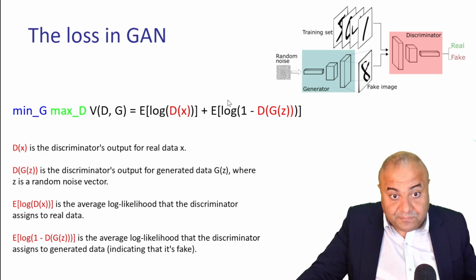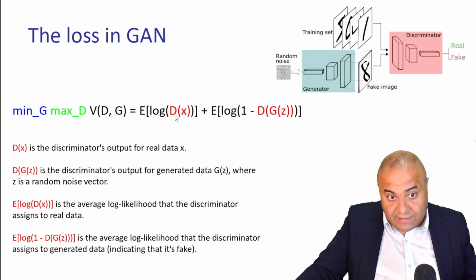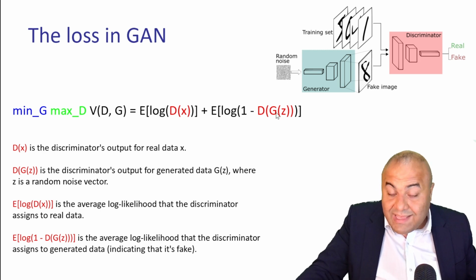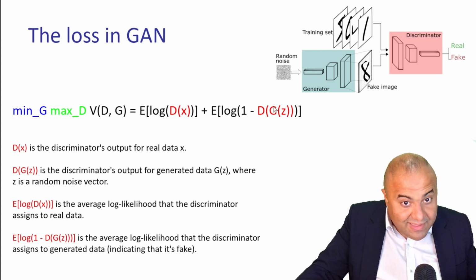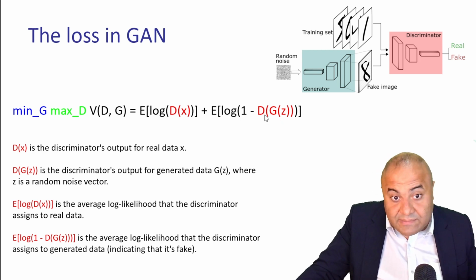This is denoted by D(x), which is the output of the discriminator, where x is the real data. On the other hand, the other part of the equation is the likelihood of 1 minus the prediction of the discriminator for the image generated by the generator. So G(z) is the image generated by the generator, from z, which is just a random value or random noise.